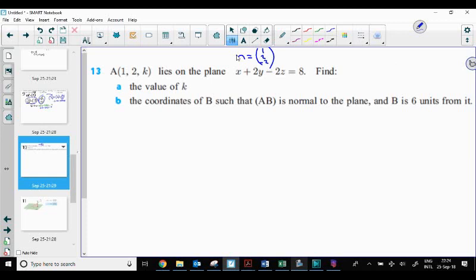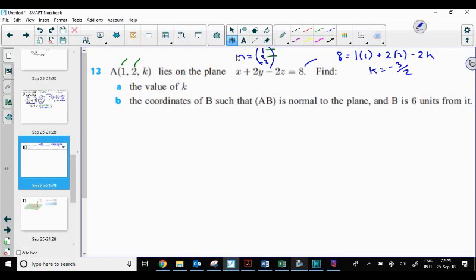And then how was this 8 created? Right? 8 is going to be equal to the normal vector coordinates multiplied by some point on the plane. So 8 must be equal to 1 times 1, that's this one times this one, plus 2 times 2, once again that's this 2 times this 2, and then finally minus 2 times k. That one's a little more obvious. We solve this for k. Turns out that k is equal to negative 3 over 2.